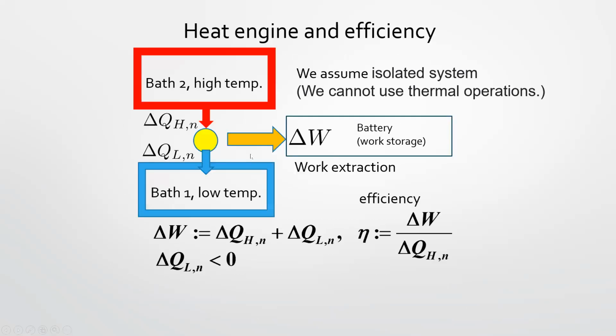But by the way, I forgot an important issue. In our study, we consider an isolated system. So the whole system, maybe one high temperature bath, the working body, the low temperature bath, and the battery. These four systems are connected to each other, but all four systems are isolated from other systems. So we consider that assumption. Due to that reason, we cannot use summary operations.